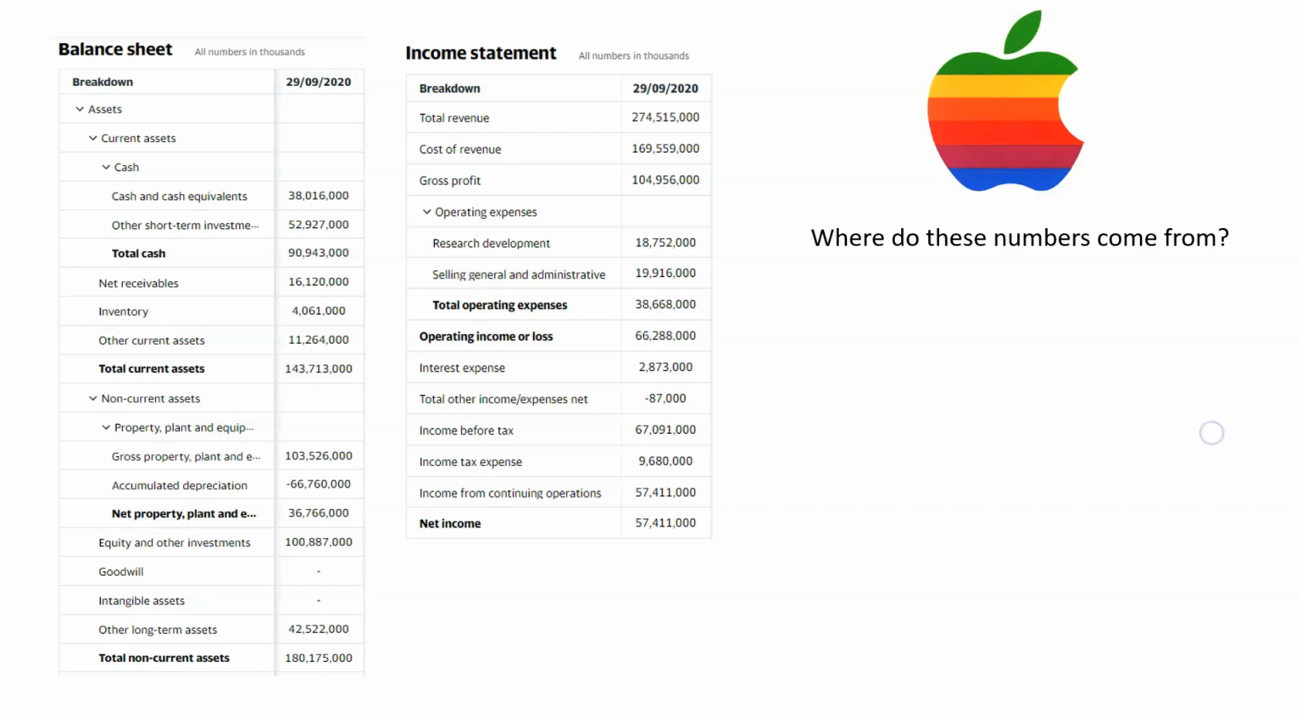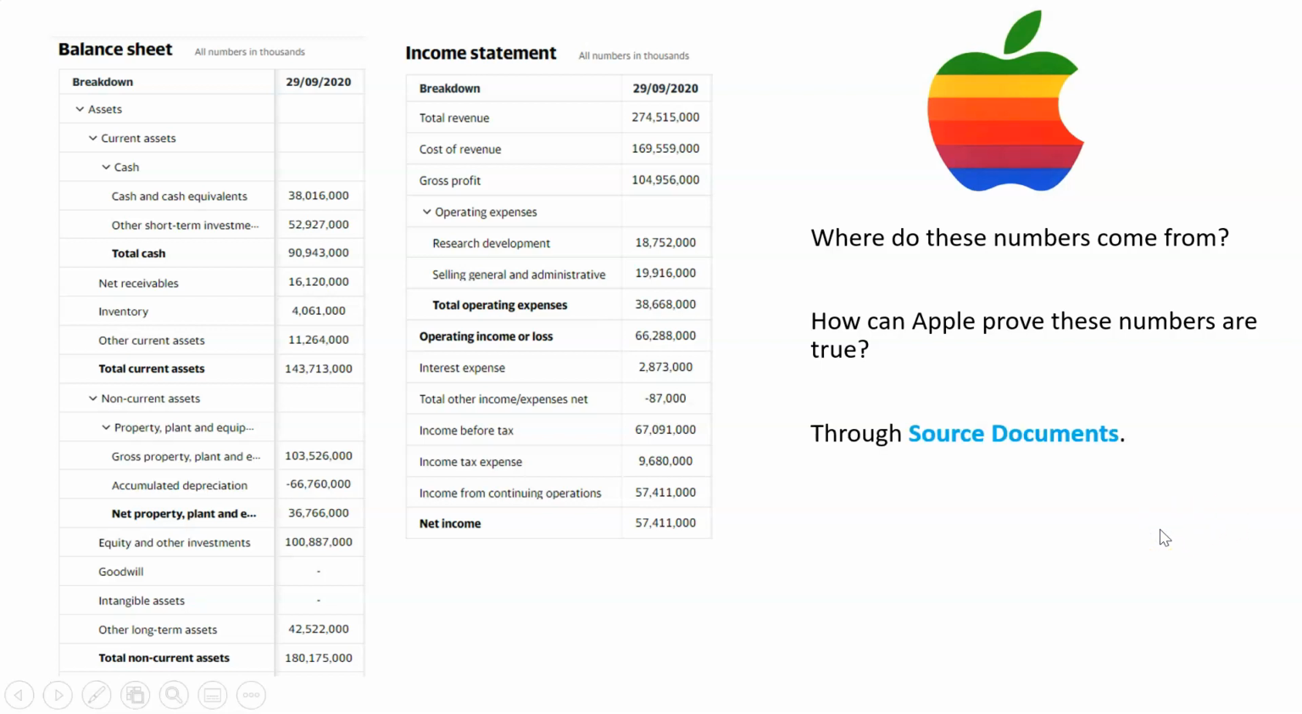So we kind of need some proof, like where do these numbers come from? And these are really big numbers. But when you think about it, every big number is just made up, and how can Apple assure that they're true? Well, all these big numbers are just made up of documents. Each of these represents a transaction that happened, and each of those transactions has a document. That is what a source document is.